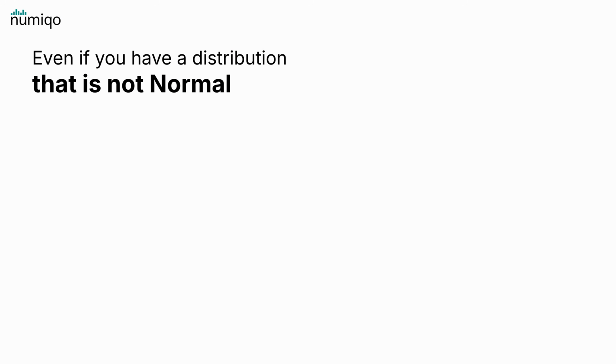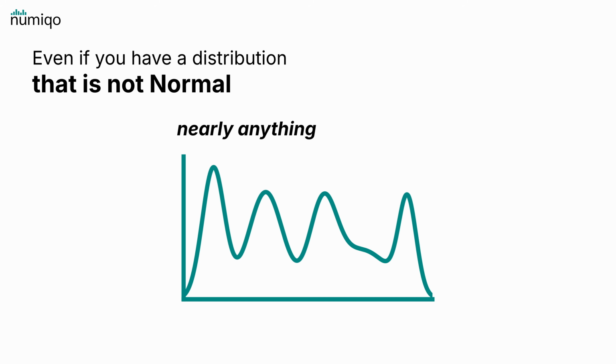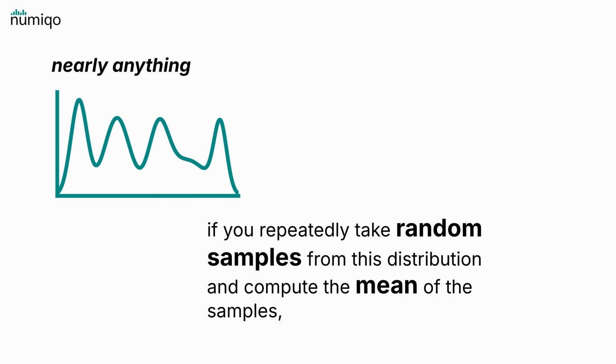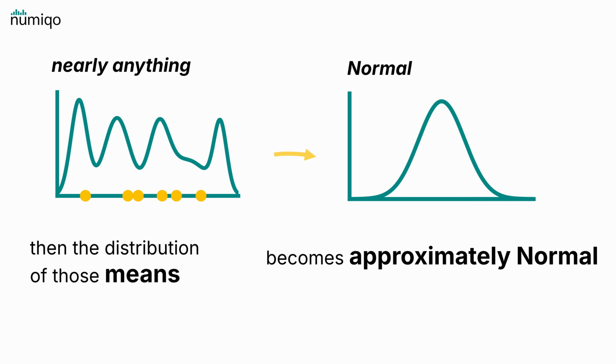So what's the actual Central Limit Theorem? And don't worry, first I'll tell you the definition and then I'll explain it visually so that it isn't hard to understand. So the Central Limit Theorem says, even if you have a distribution that is not normal, it could be exponential, binomial, or log-normal. It could be nearly anything. If you repeatedly take random samples from this distribution and compute the mean of the samples, then the distribution of those means becomes approximately normal as the sample size gets larger.